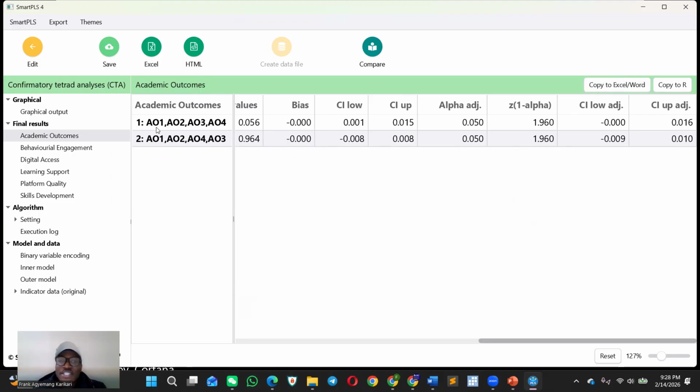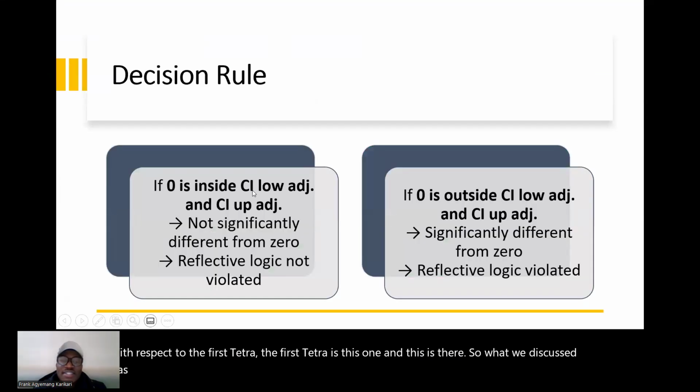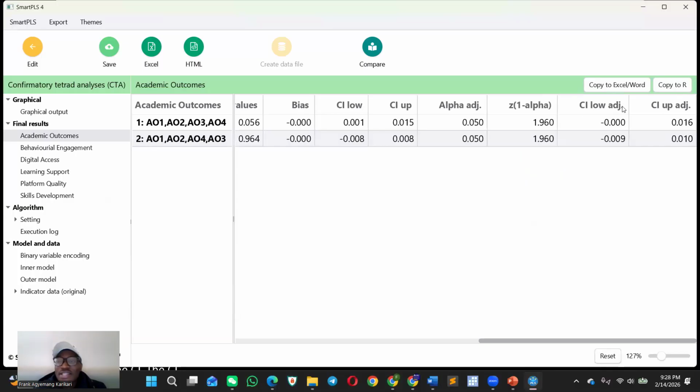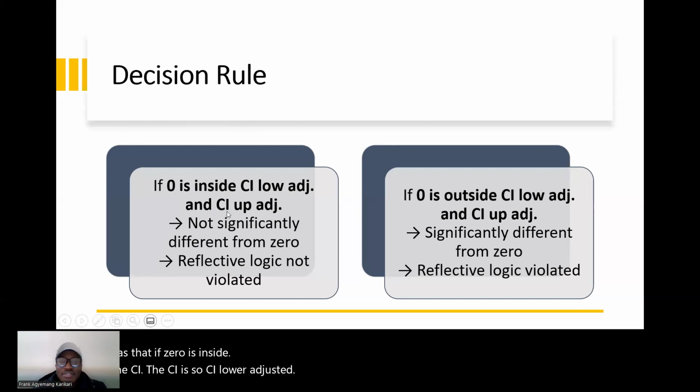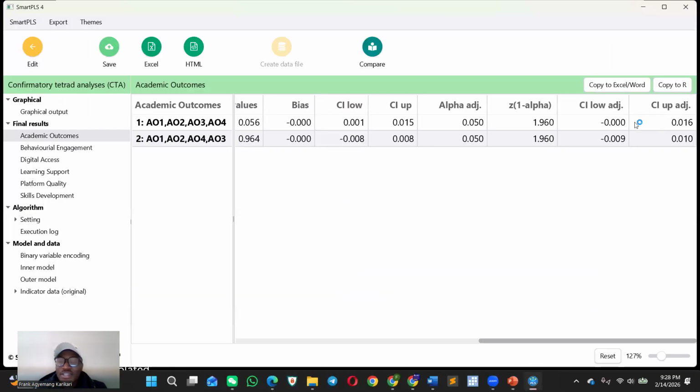The first tetrad is this one. And what we discussed was that if 0 is inside the CI lower adjusted and the CI upper adjusted, it means that it is not significantly different from 0. Therefore, reflective logic is not violated. So look at this one. Is it violated or not?